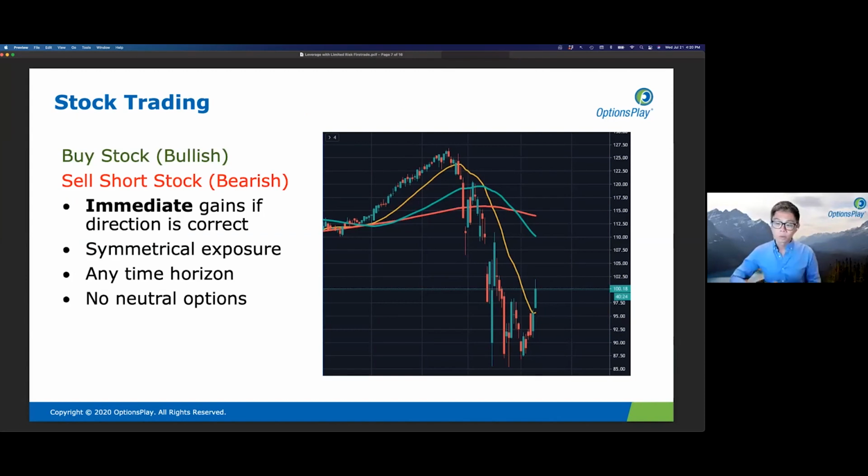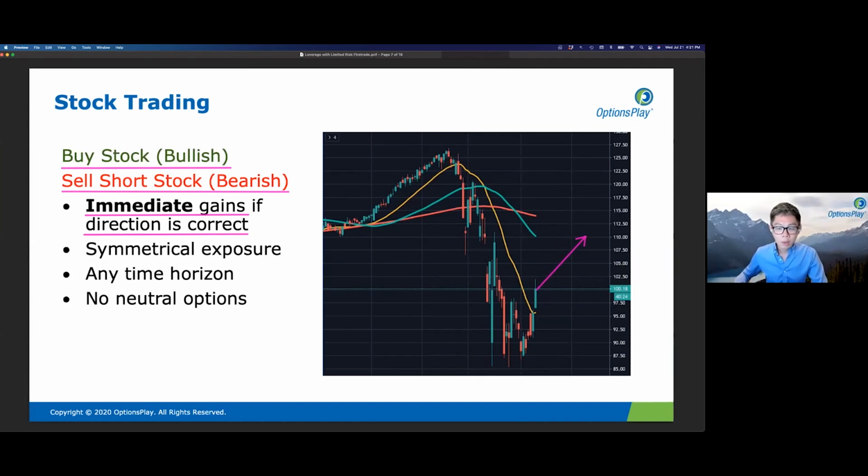Okay, so when we refer to stock trading, this is the easiest, I would say, from a risk perspective to understand. You have two potential options when you're trading stocks. You can either buy the stock when you're bullish, or you can short sell the stock if you're bearish. And the easy part about stock trading to understand is the fact that you have immediate gains if the direction is correct. What that means is that if you buy a stock and the stock even moves a single penny in your favor, you start to make money. If it moves a single penny against you, you start to lose money.